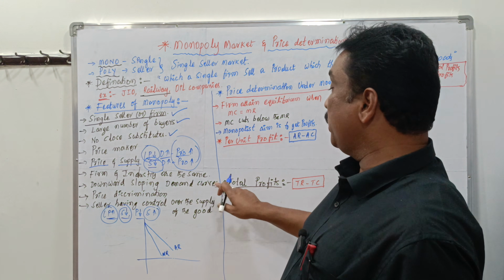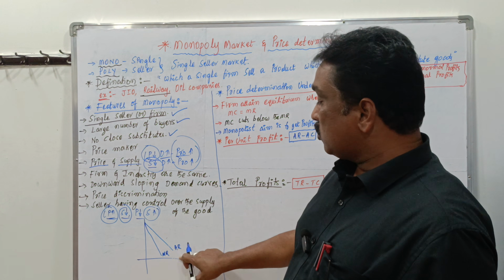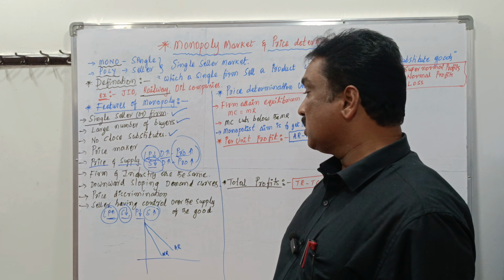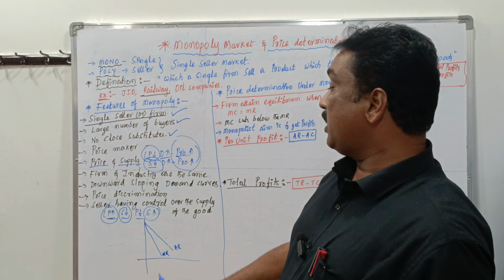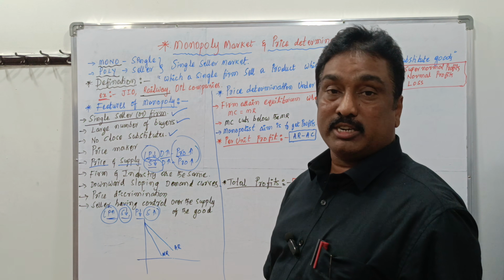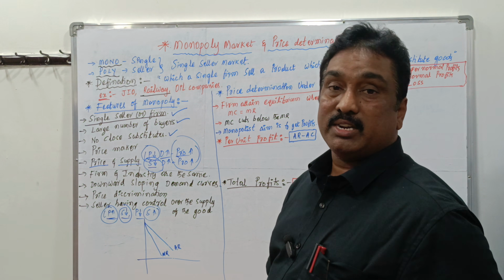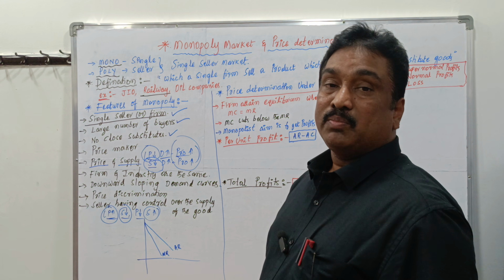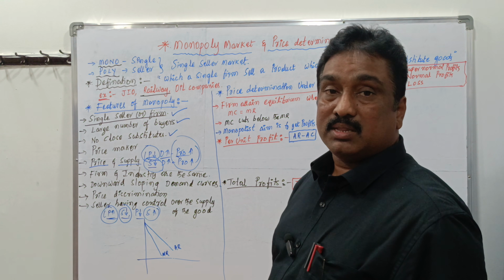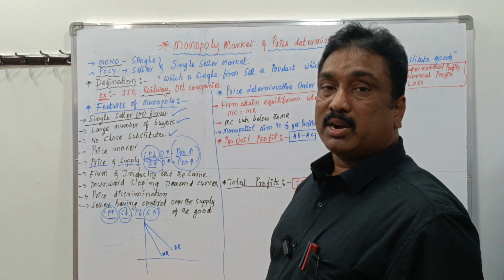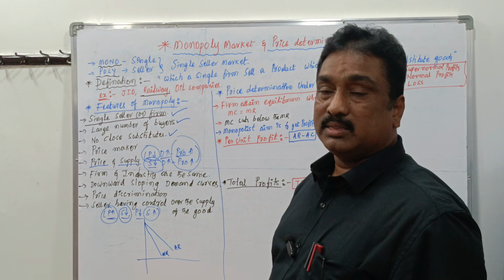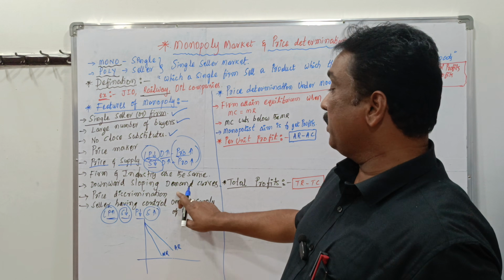And downward sloping demand curve: the demand curve goes from left to right, downwards, because there is a negative relationship. And another one is price discrimination. Price discrimination is nothing but the seller fixing different prices on their product in different markets. That is called price discrimination.